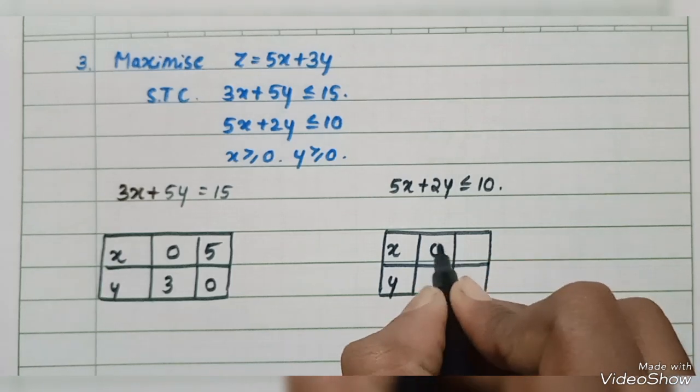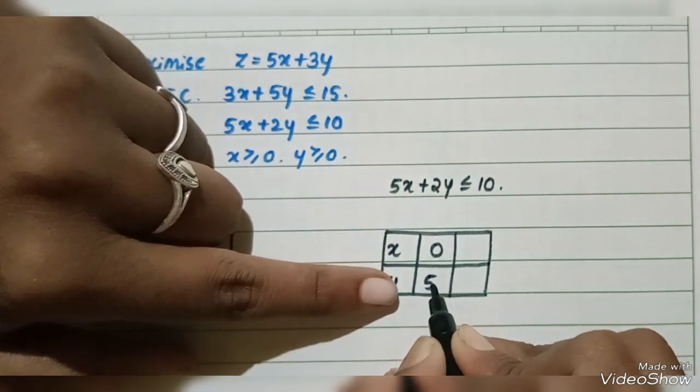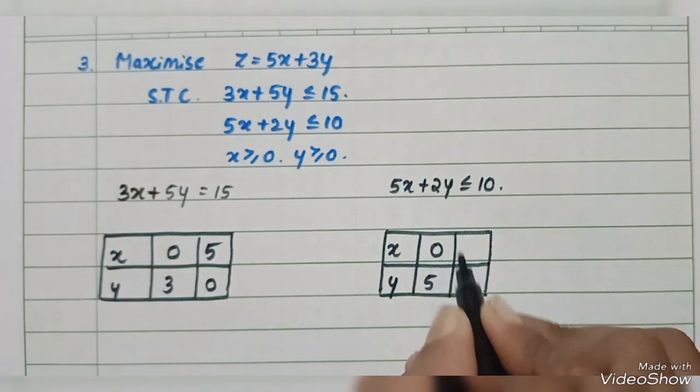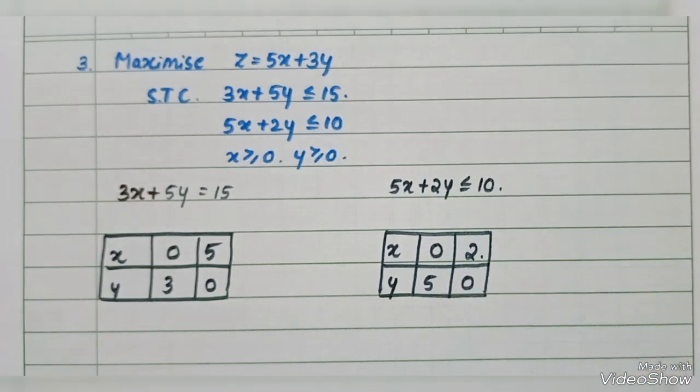Here put x equals 0. We get y equals 5. Again y equals 0, we get x equals 2. We have two values for the graph. So I have placed a graph here. Okay, I am taking the backside of this graph.